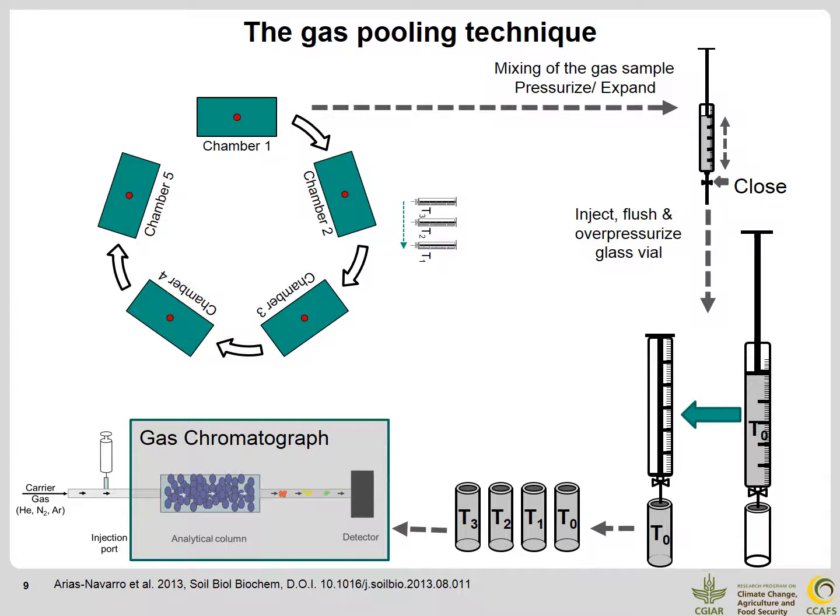Each of the gas samples will be analyzed via gas chromatography. The change of concentrations with time after chamber deployment will be used for calculating a soil-atmosphere greenhouse gas flux, similarly to the traditional static chamber procedure. The method has been tested successfully in different ecosystems, providing robust and reliable results.